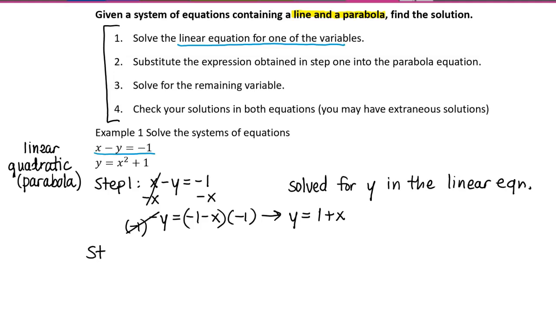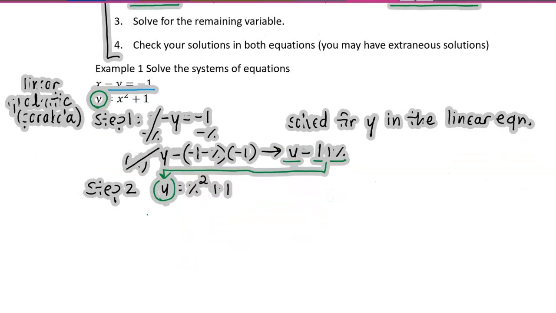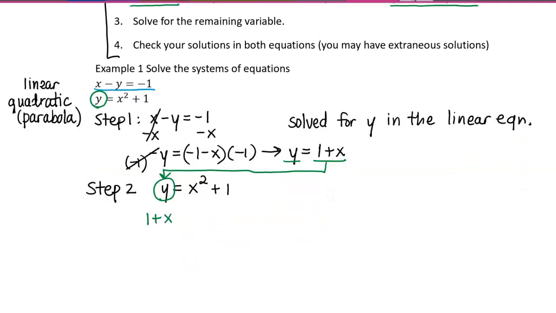Step 2 asks us to substitute the expression that we got from step 1 into the parabola equation. So step 1 told us that y is equal to 1 plus x. So I'm going to take the parabola equation, which is y is equal to x squared plus 1, and I'm going to replace this y with 1 plus x, with what we solved for in step 1. So we now have 1 plus x is equal to x squared plus 1.